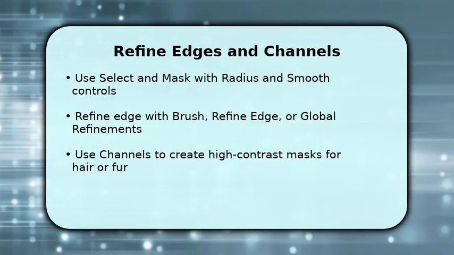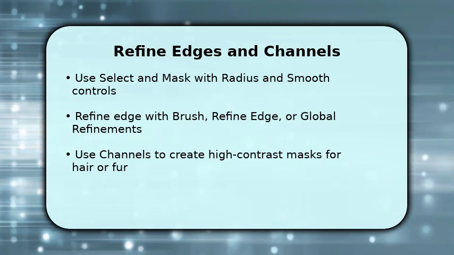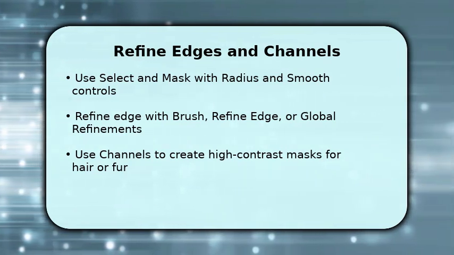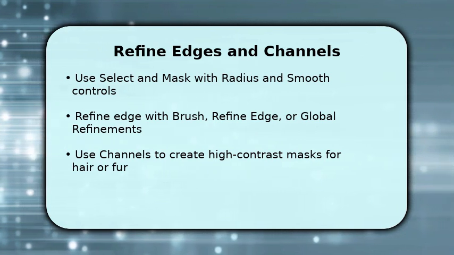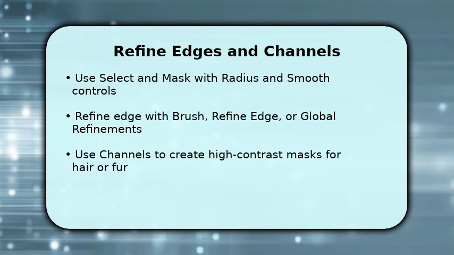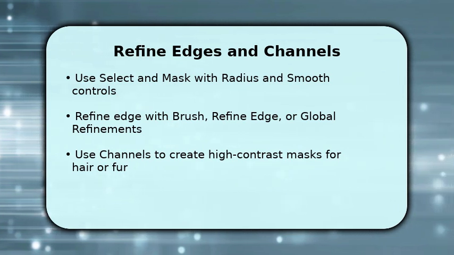Now refine the selection. Open Select and Mask to adjust radius, smooth, feather, and contrast for cleaner contours. Use the Refine Edge brush to capture hair or fur. Paint slowly along edges to let Photoshop compute transitions.